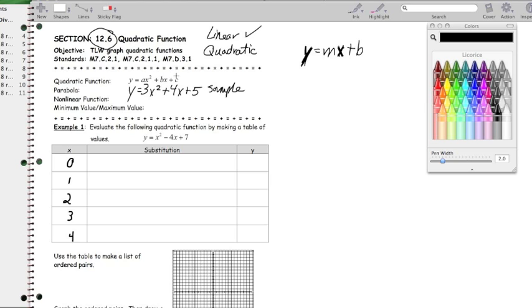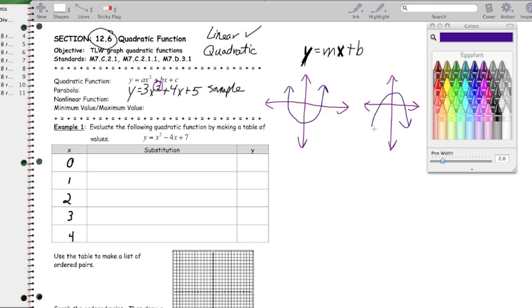Now, what makes it quadratic is a couple of things. One, we have an exponent in this, and not just any exponent, but an exponent of 2. Any function where the largest exponent is 2 is a quadratic function. Another thing that makes this quadratic is that when we graph it, we're going to get something that does not resemble a straight line as we saw with linear functions. Instead, we have two options. We're going to get either what almost looks like a happy face or something that looks like a sad face. Okay, either a happy face or a sad face.